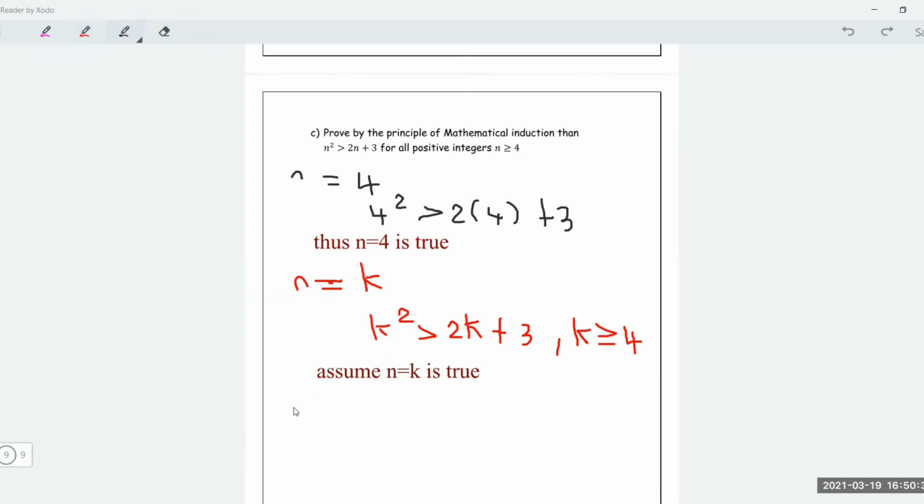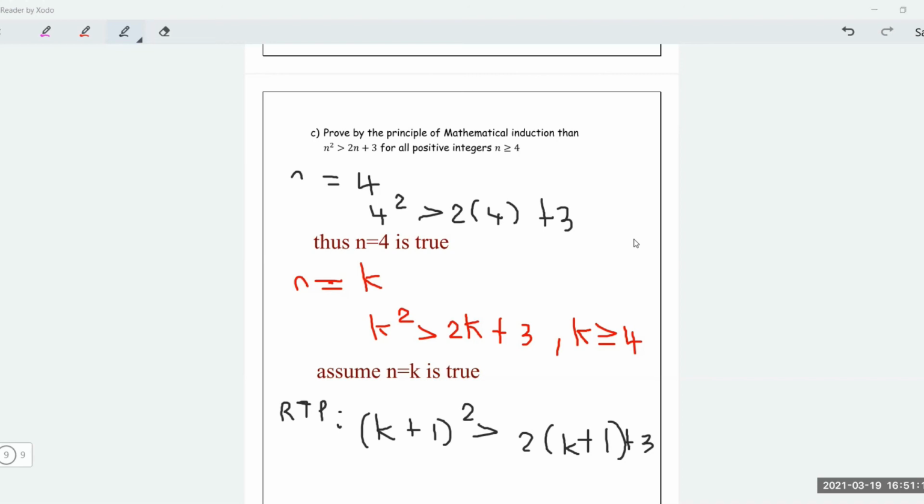now finally, the last step is for n equal k plus 1. So what are we required to prove? We are required to prove that k plus 1 all squared is greater than 2 times k plus 1, plus 3. So let's go ahead and try to prove this.